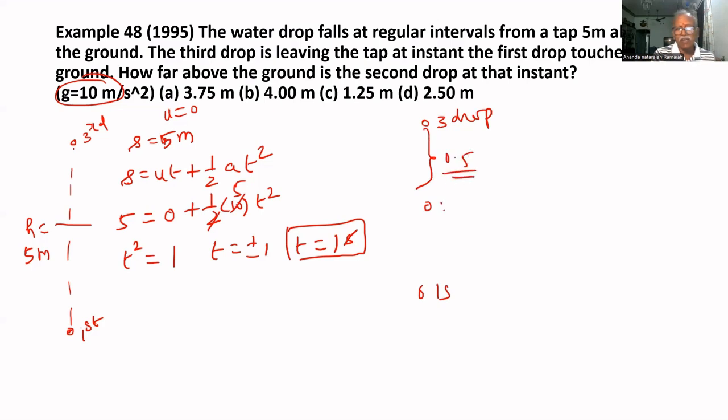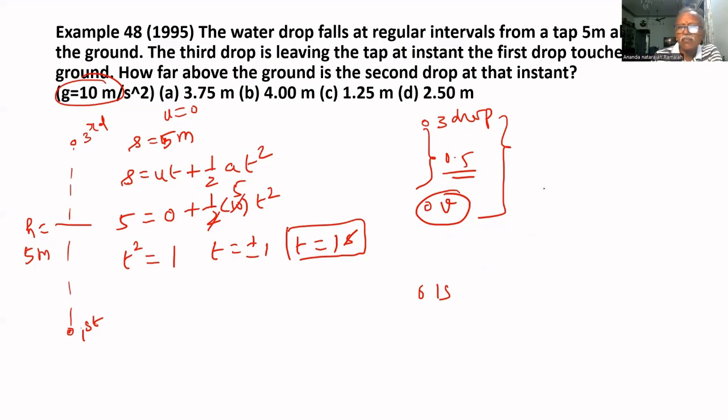At 0.5 seconds, what is the distance it traveled? Its velocity goes on increasing. Initially it is 0, and it goes on increasing. That's why, in the first 0.5 seconds, how far has it gone? How far above the ground is the second drop? That we have to find.